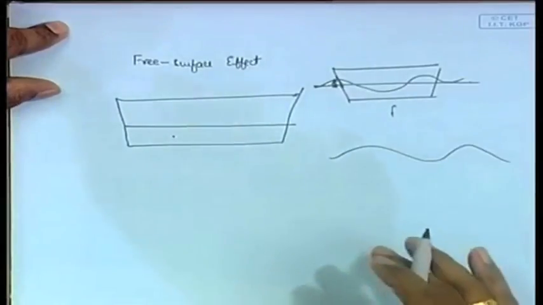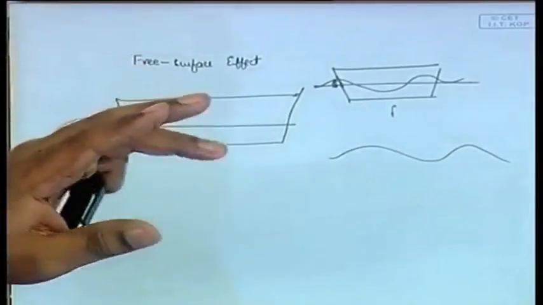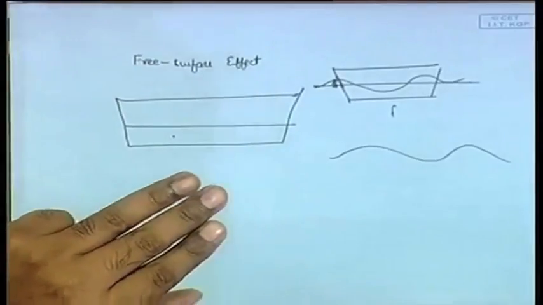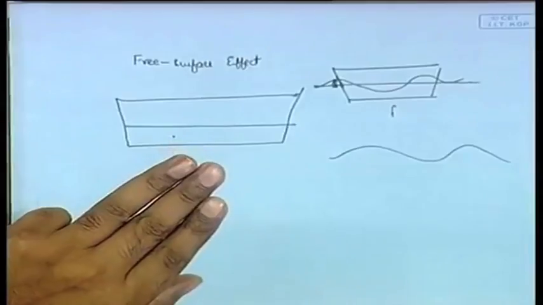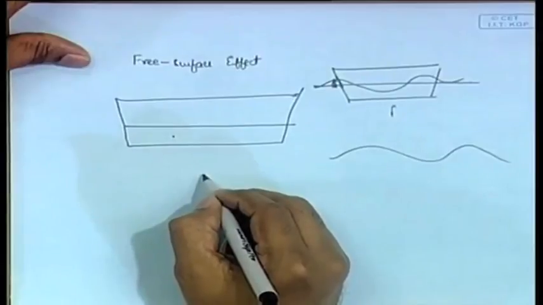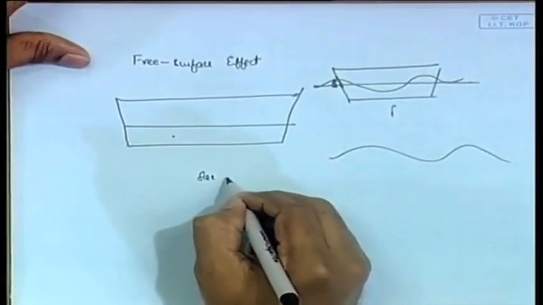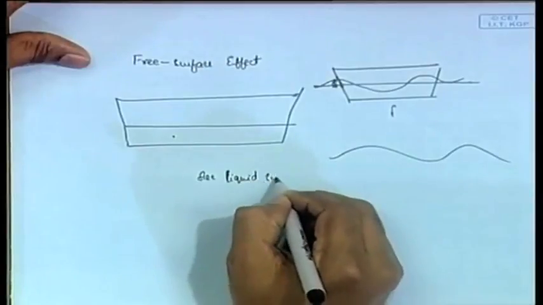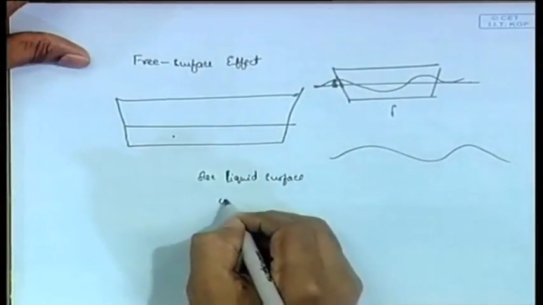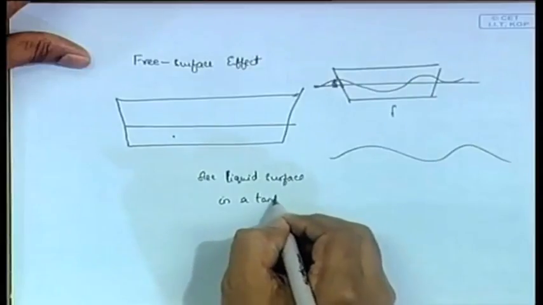So in these cases, you will have a tank which is not fully filled with water. That means you will have a free surface of liquid. That situation where you have a free surface of liquid in a tank inside a ship is known as a free surface effect in hydrostatics. So it is actually a free liquid surface in a tank inside the ship.